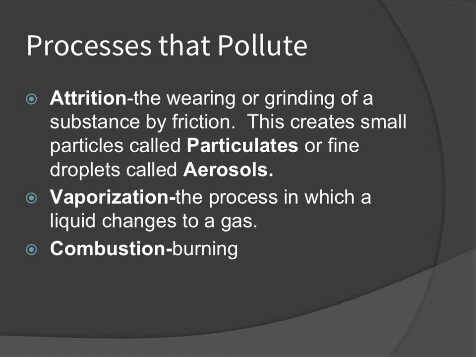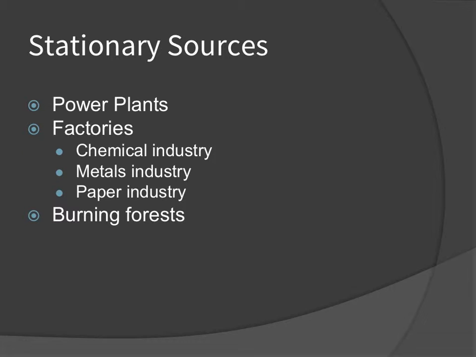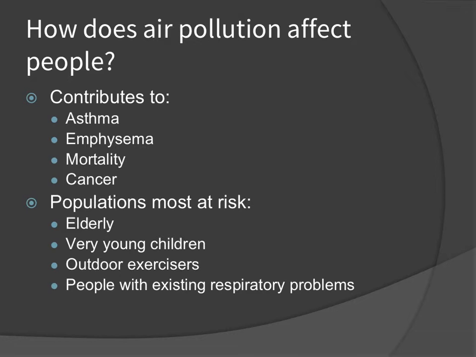So what actually causes this pollution? Well, some of it is by attrition, the wearing or grinding of a substance by friction. This creates particles called particulates, or fine droplets called aerosols. Vaporization is the process in which liquid changes to gas, and then you have combustion, or the burning of something. We have mobile sources of pollution, such as cars, trucks, tractors, and heavy construction equipment. We also have stationary sources, like power plants, factories, and burning forests.